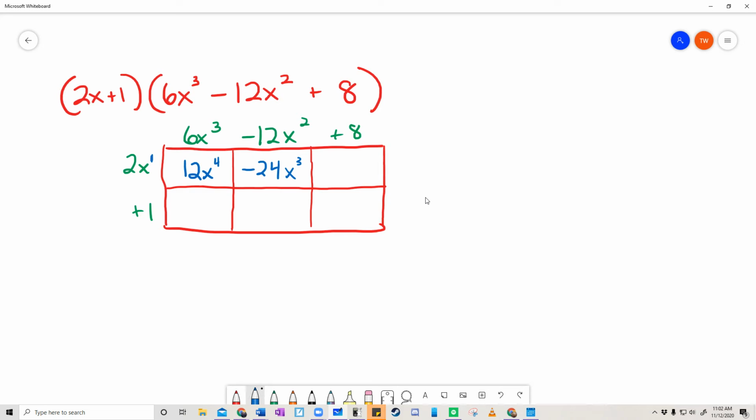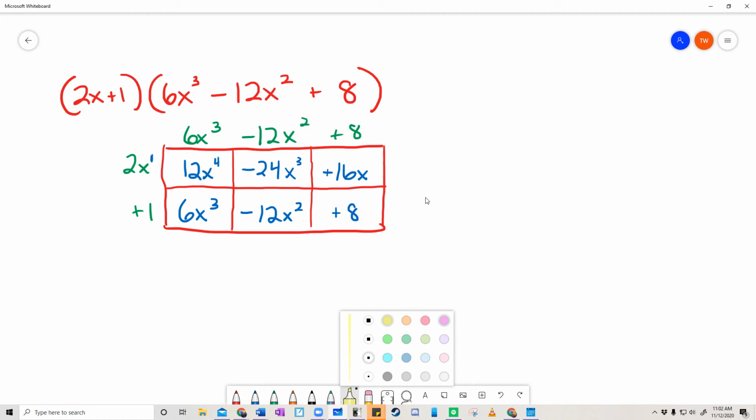2x times 8 is positive 16x. 1 times 6x to the third is 6x to the third. 1 times negative 12x squared is negative 12x squared. 1 times 8 is positive 8. Okay, now we're just going to locate and combine our like terms. So I'm looking for anything with the same variables and exponents. So I've got this x cubed term that combines with this x cubed term. And it looks like those are my only like terms to combine.